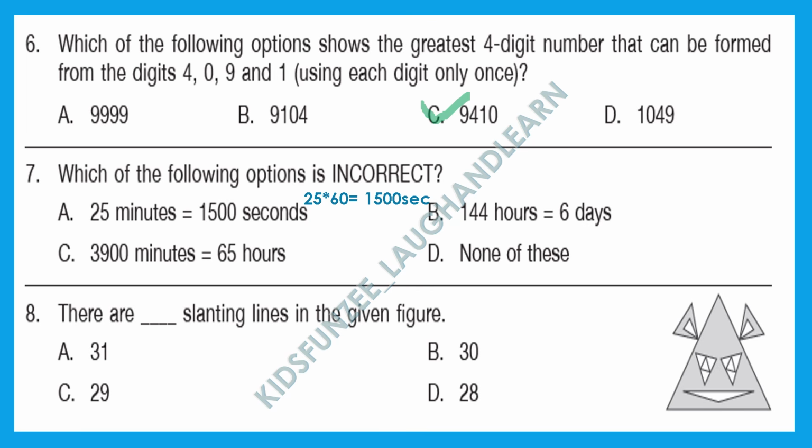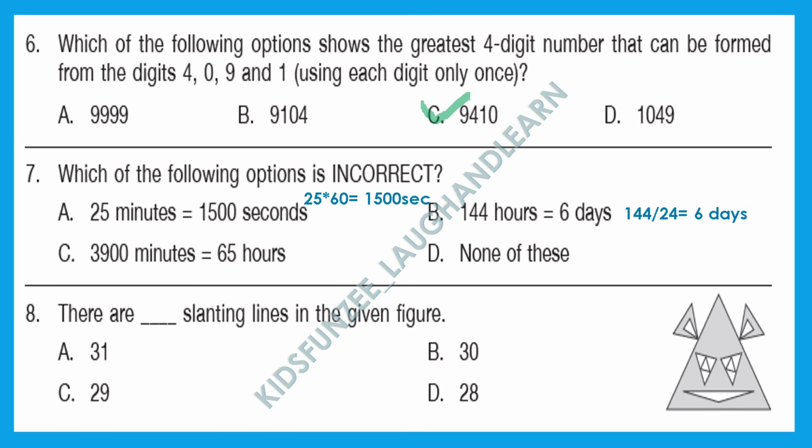Let's see B. 144 hours equal to 6 days. Again we have to solve it. In one day how many hours are there? 24, right? So we have to divide 144 by 24. Let's do that and we get 6 days. This is also correct.